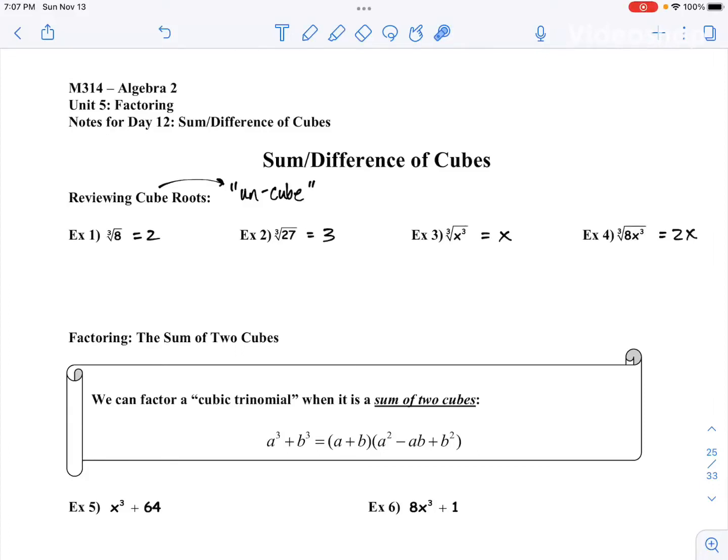Today's lesson is day 12, you guys. Find your packets. We're almost at the end. I'm going to show you a couple more things to do. They're called sum and difference of cubes. Find day 12. I'm on unit 5.